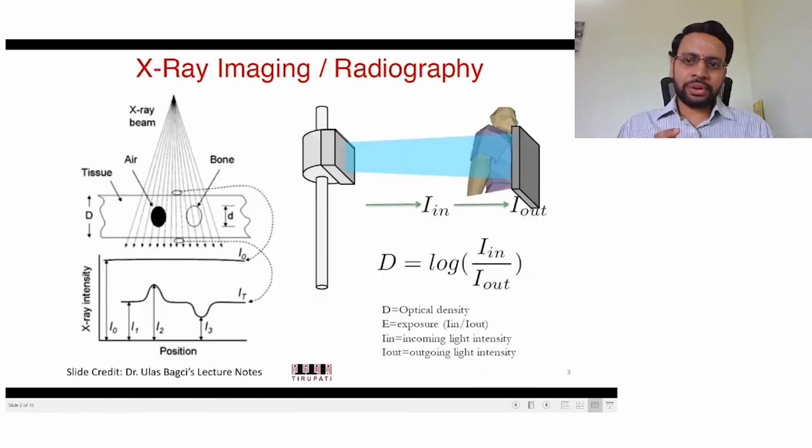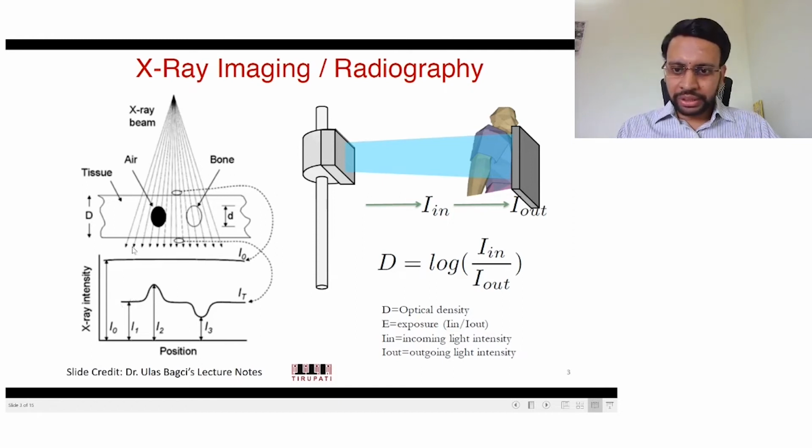With that background, let's dig a bit deeper here. Assume that this is the tissue that we would like to scan using an X-ray beam. This thickness being capital D. Inside that, assume that there is a region of air as well as bone here. Now look at the intensity at this point of this X-ray beam. Let that be I0 here. Now once it has passed through it, assume that you are again taking a profile of it on this side.